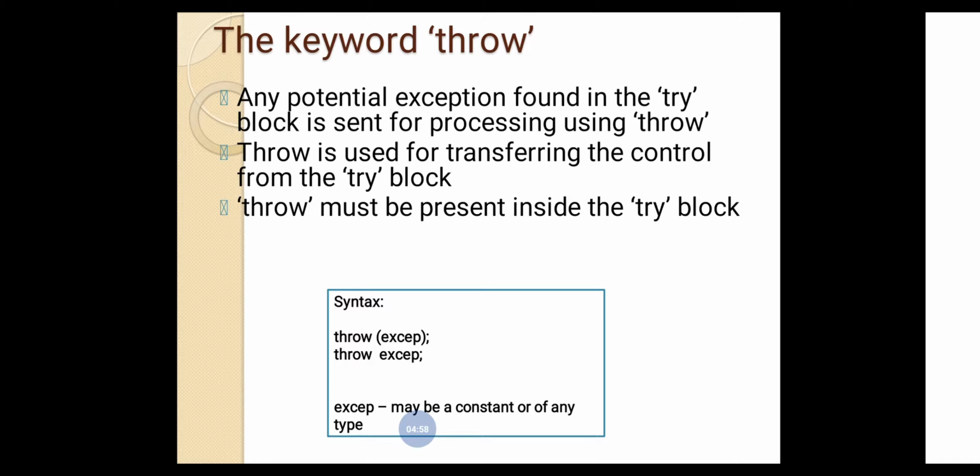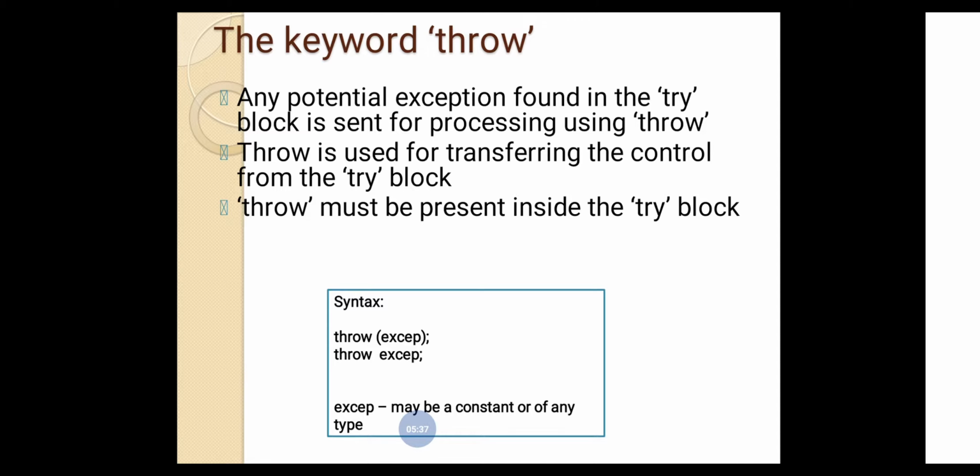Once you find an exception, we need to throw it to a place where it can be handled, and the keyword throw does that. Any potential exception found in the try block is sent for processing using throw. What throw does is transfer the control from the try block to the catch block, and it also takes the exception, what exception has happened and what the scenario is. You can pick up the particular variable that is causing an exception and throw it to the catch block where it is going to be handled.